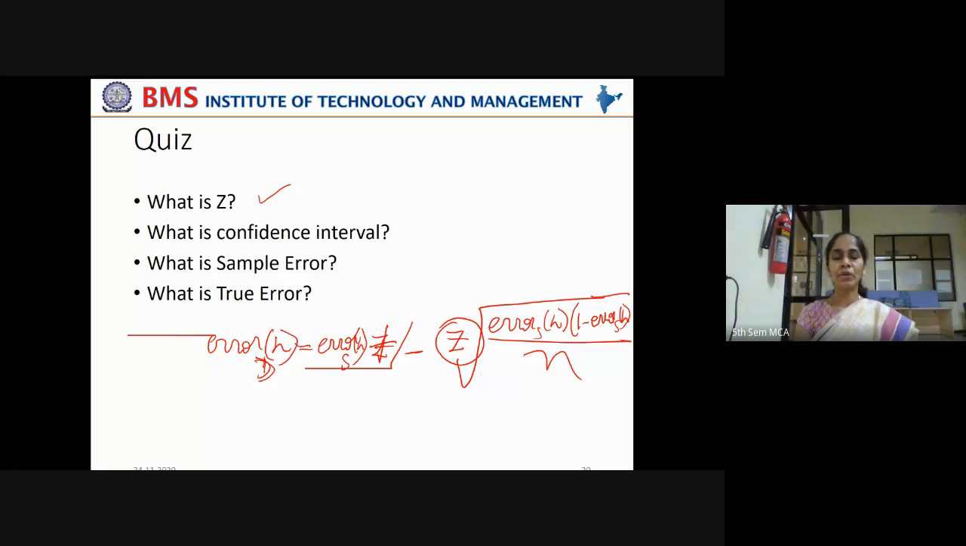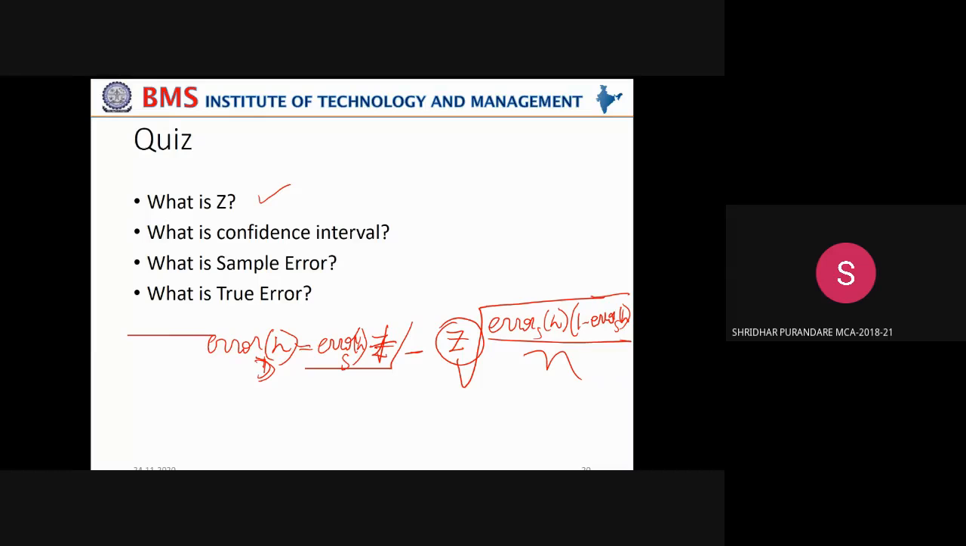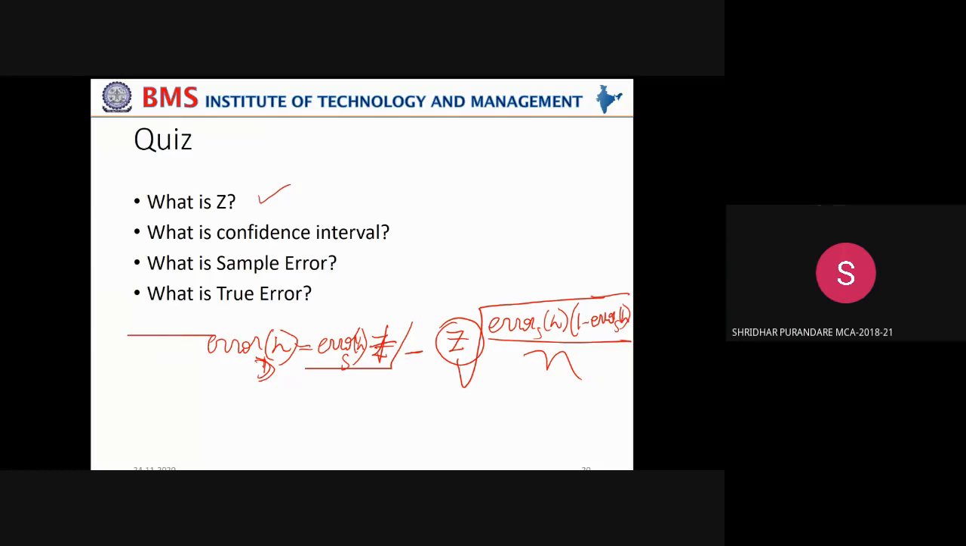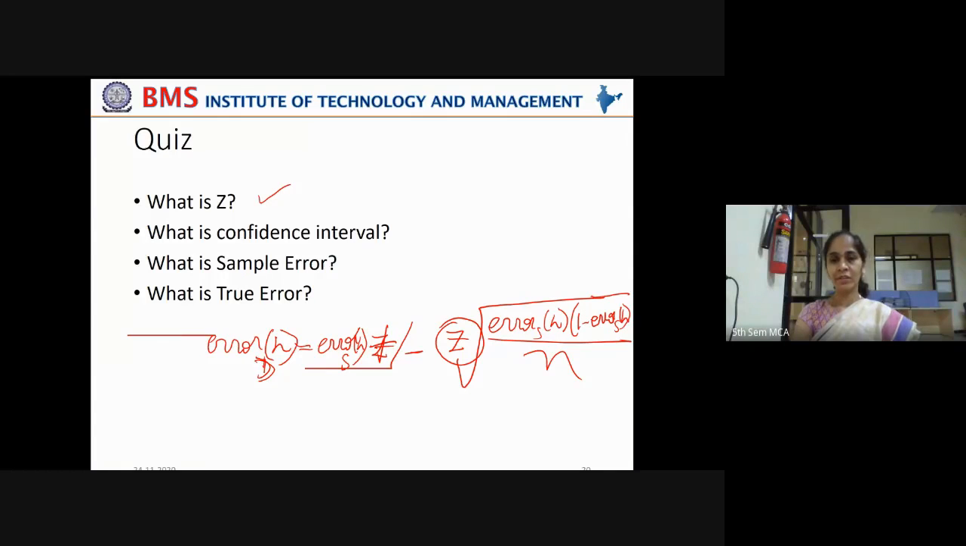Students, I want you to answer. Constant, ma'am. What is that z? I heard someone answering constant. What is that constant called as? It varies with the confidence interval. We know that. But what is that constant called as? It is called as critical value. Critical value associated with that confidence interval.